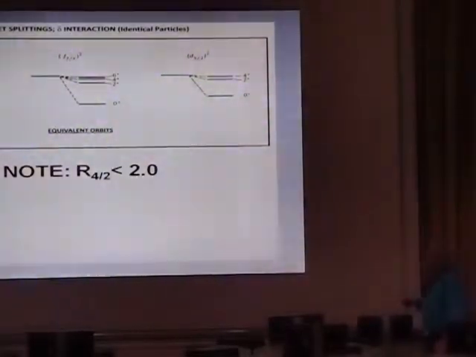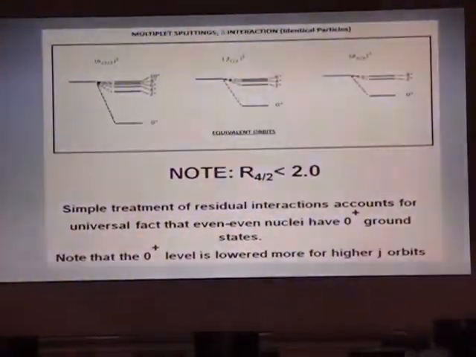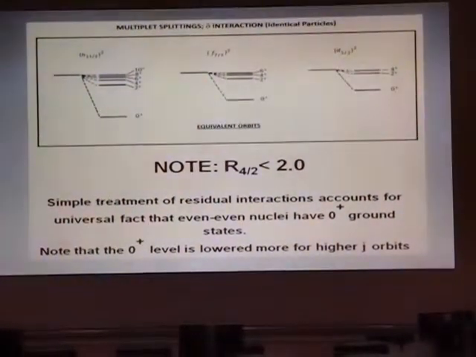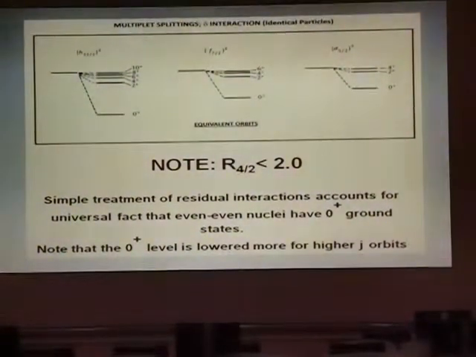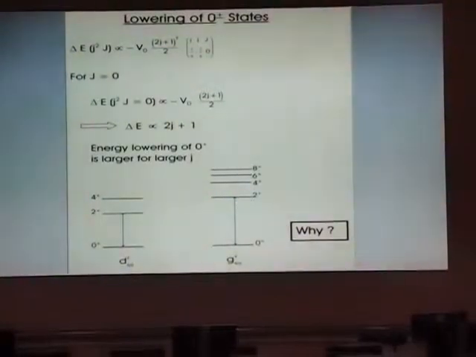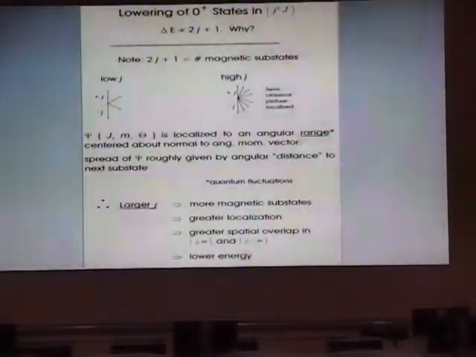Oh, by the way, note that R42 is less than 2. So, okay, I forgot this was going to come. So this very simple treatment of residual interaction accounts for the fact that the 0 plus level is lower more the higher the J. Okay, here's that effect just showing up again. Okay, and the question is why?